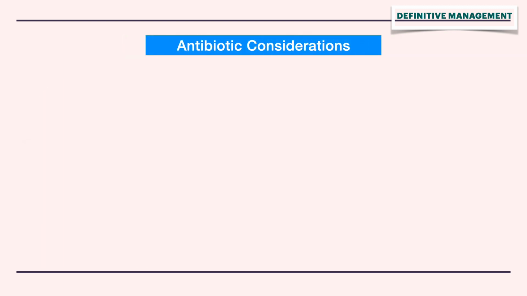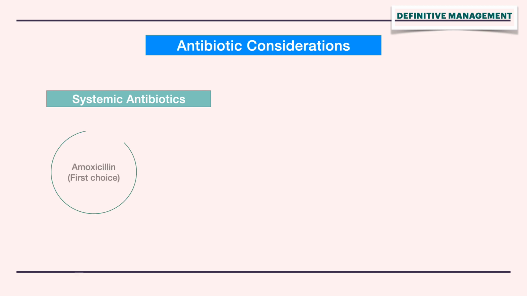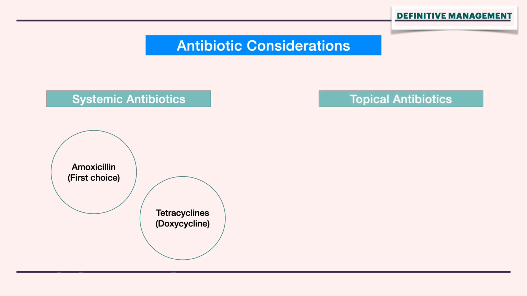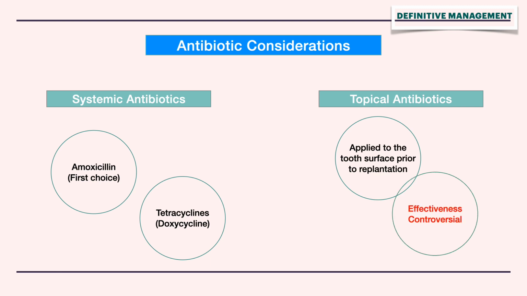Now, coming to the antibiotic therapy in avulsion. Systemic antibiotics should be prescribed in all cases to prevent any infection. Amoxicillin is the drug of choice because of its effectiveness on oral flora and lack of side effects. The effect of topical antibiotics applied on the root surface prior to replantation remains controversial.